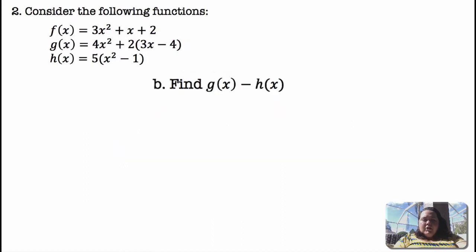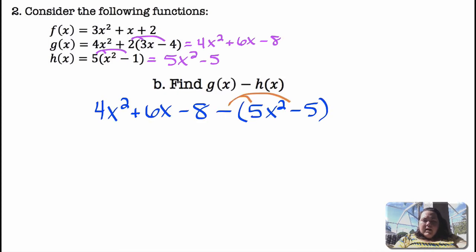B. Find g of x minus h of x. So again, I'm going to have to simplify some of these. So h of x, I distribute the 5. That gives me 5x squared minus 5. G of x, I'm going to distribute that 2. So I'll have 4x squared plus 6x minus 8 again. And when I subtract, you got to make sure you distribute that negative.